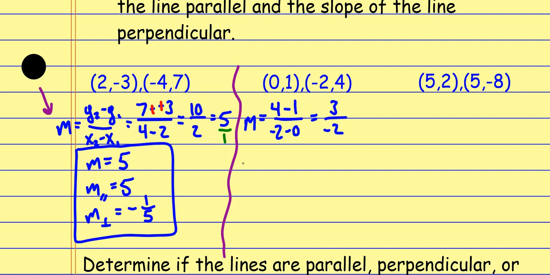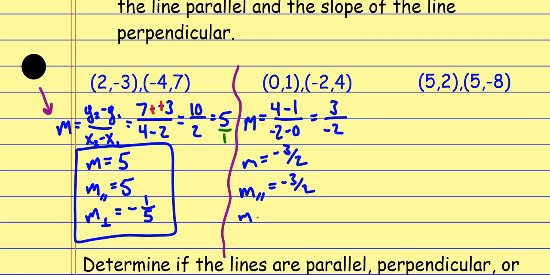And really, when I typically write things like this, I don't write the negative in the denominator. I stick it with the numerator, or I write it out front. So negative 3 over 2. Okay? That's the slope of the line. For the parallel line, the slope is going to be the same. So if that was a negative 3 over 2, this is also a negative 3 over 2.